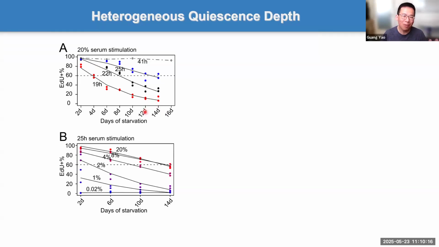I'm not sure that's true for people, but that's true for sure for our cells. But those cells are not irreversible, because if you wait long enough, like 41 hours, almost 2 days, almost 100% of the cells can return. It just takes much longer time.